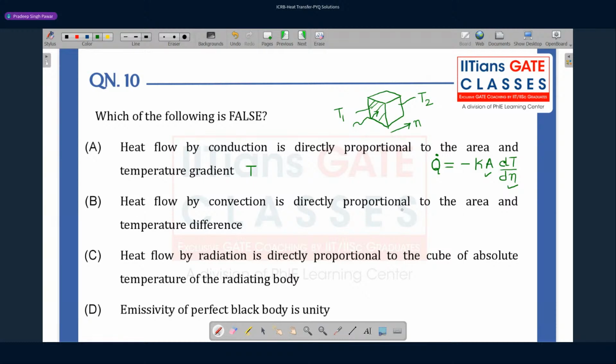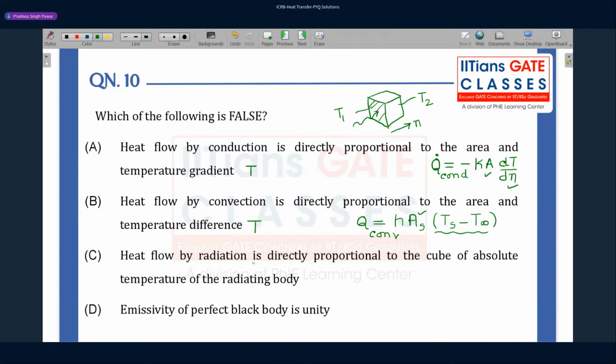Heat flow by convection is directly proportional to area and temperature difference. We know Newton's law of cooling: Q, the heat transfer by convection, is h, the heat transfer coefficient, times the surface area times the temperature difference between the solid surface and the free stream temperature, that is the fluid temperature. So heat transfer via convection is proportional to surface area and to temperature difference. This statement is also true.